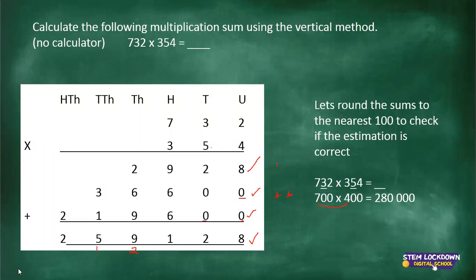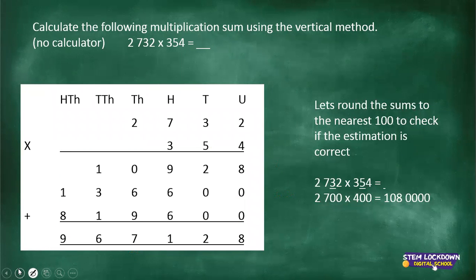Okay. So I hope you have understood this. Take this number down, take the answer down, and then do it on your own to give you the practice. Okay. So we're going to now move on to a 4 by 3 digit.